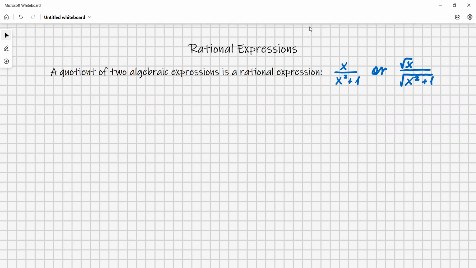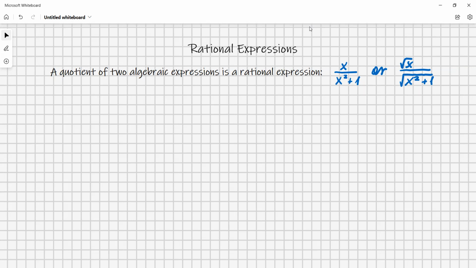For example, we can have x over x squared plus 1, or square root of x over square root of x squared plus 1, or anything like this. So any quotient of two algebraic expressions. What is interesting about rational expressions? They can have a domain. Rational expressions have a tendency to have some points excluded from the domain of the expression, just because we are dividing, and we do remember that division by 0 is not allowed, right?